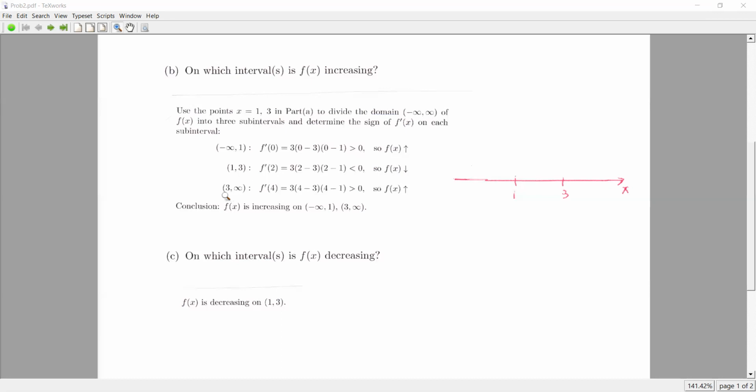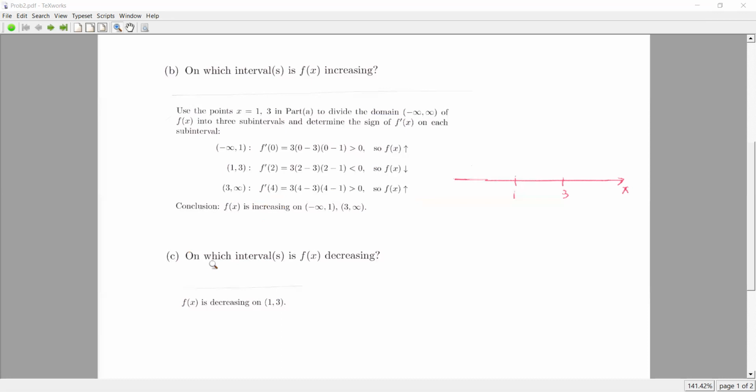Similarly, from this interval, pick a point, say pick 4, and evaluate the derivative at 4. Then I get positive. So the derivative is positive everywhere on this interval. Therefore, function f is increasing on this interval. Now, the conclusion is function f is increasing on this interval and also on this interval.